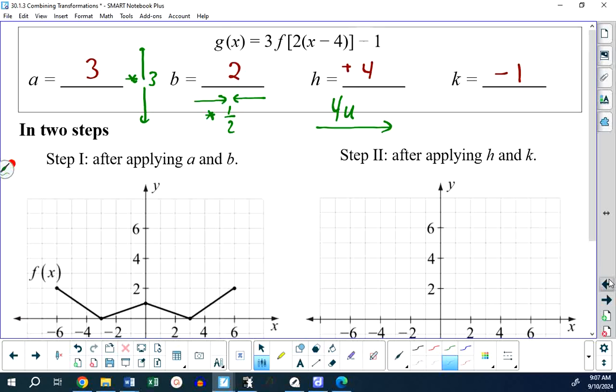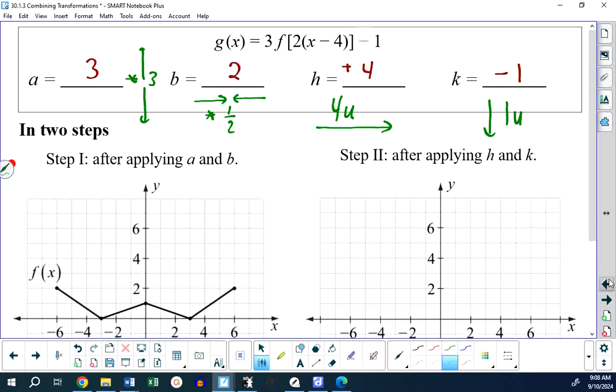And J. Roos, what is the -1 going to do for K? Moves the graph 1 down. 1 down. Okay. So 1 unit down. So we have to apply these changes to that function to get a final result.